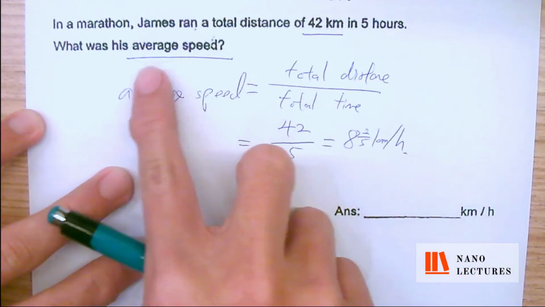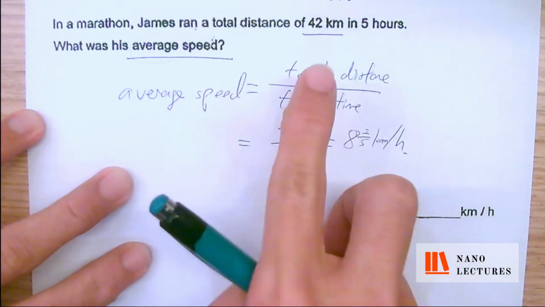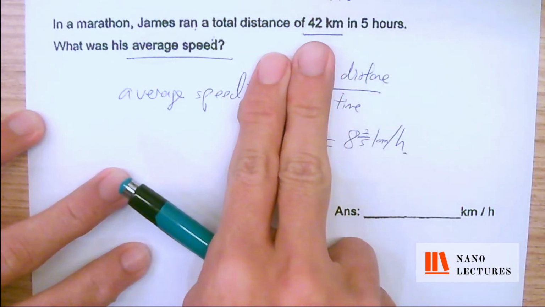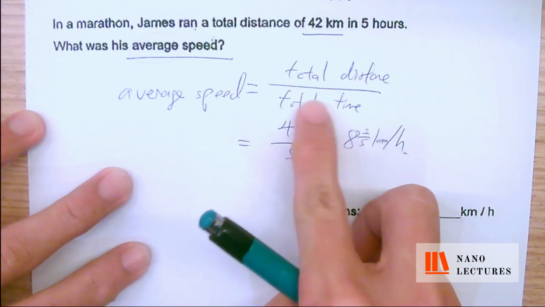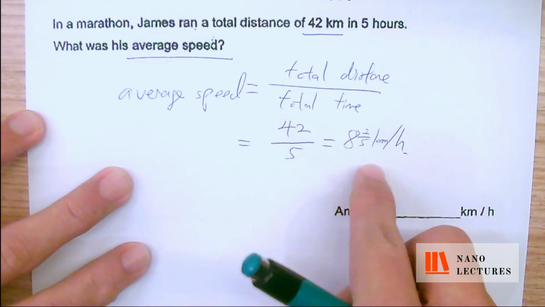Okay? Take note for average speed, normally you have to add up all the distance. This is why I put total distance. I didn't just put distance divided by time. Average speed is total distance divided by total time. And then you'll be able to get this answer. Alright? Done?